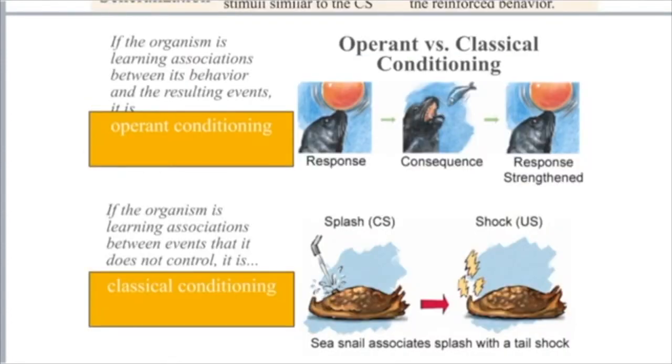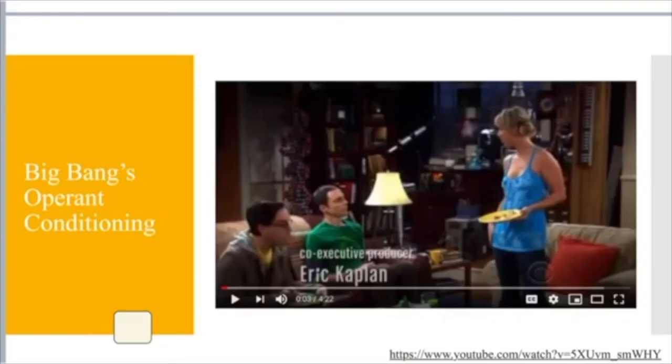Here again is that comparison between operant and classical conditioning. So if you have questions distinguishing between the two, I've said this like 1,000 times in the last minute, but reach out. I'll answer any questions. With that, quick fun video from Big Bang Theory.